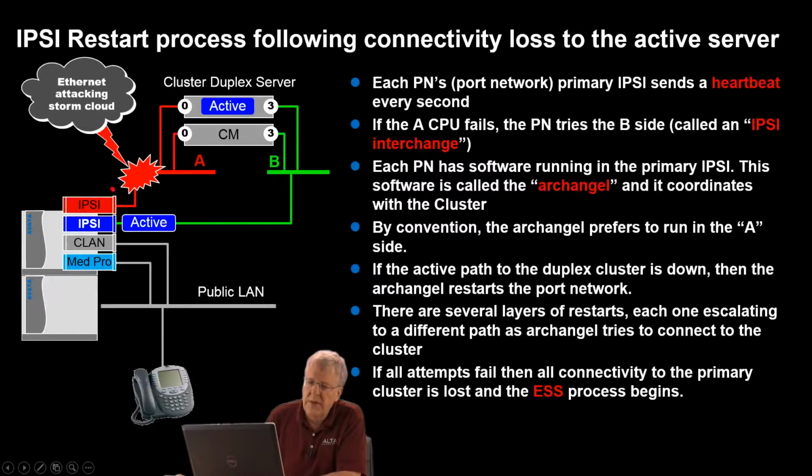Well, the software that was running the IPSIs referred to as Archangel, which is really a software or almost like firmware running in the port network that's making sure that at least one of these two IPSIs has connectivity to an active communications manager. It would also be possible, by the way, that the active communications manager goes offline for whatever reason. The IPSI would try to connect, well, not that one. The IPSI through the B network would attempt to connect to the active communications manager.